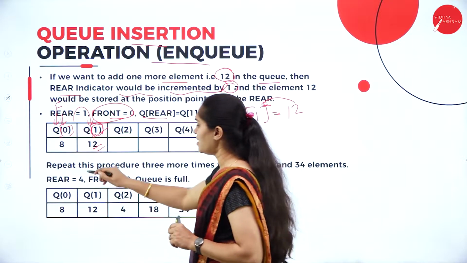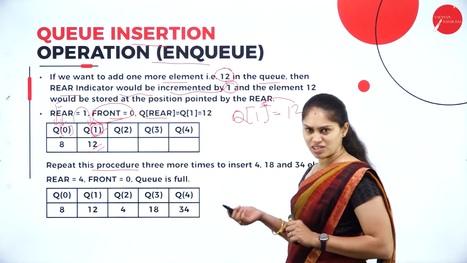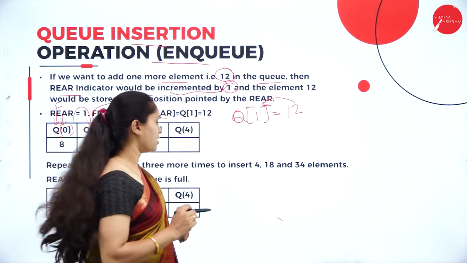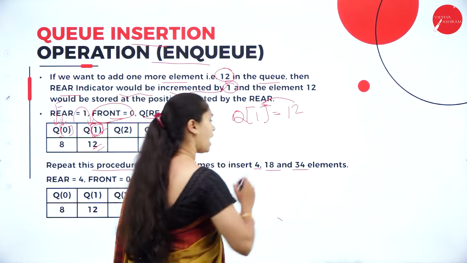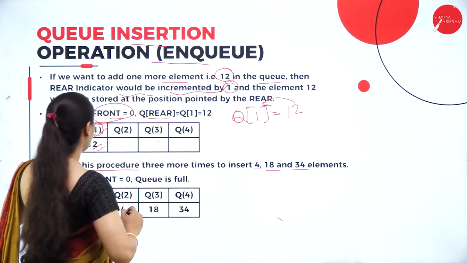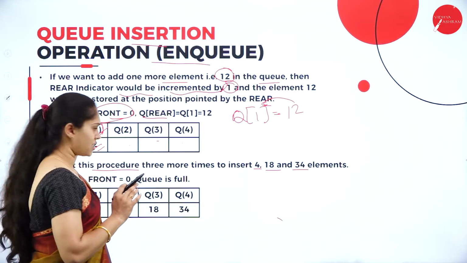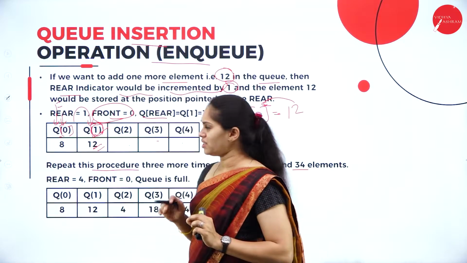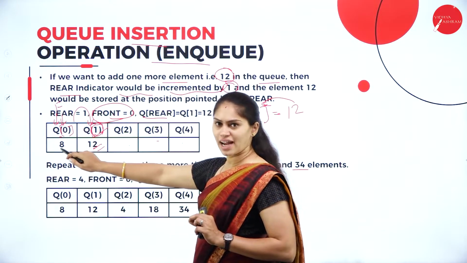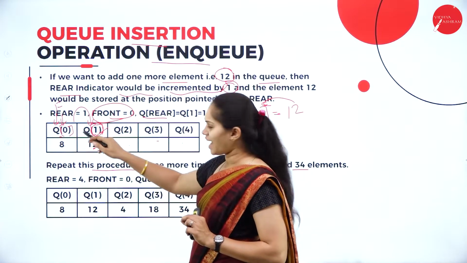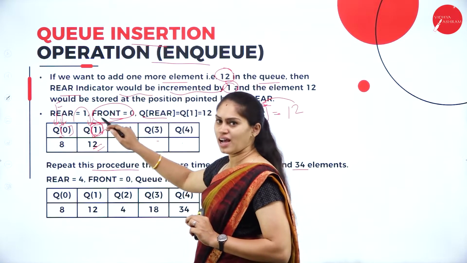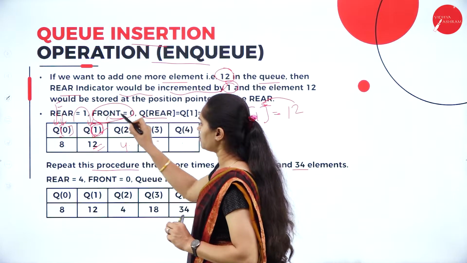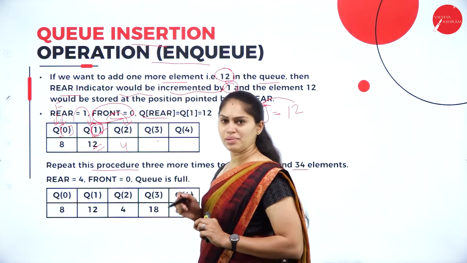So you can see here, we're going to repeat the same procedure 3 more times, because I want to add 3 more elements. Let me consider those elements as 4, 18 and 34. Front will be at the 0th location itself. Initially the rear pointer was at 0. By adding 8 it was incremented by 1. As of now the rear pointer is at 1, and if I insert one more element, 4, the rear pointer will be incremented by 1. So rear will be at 2.